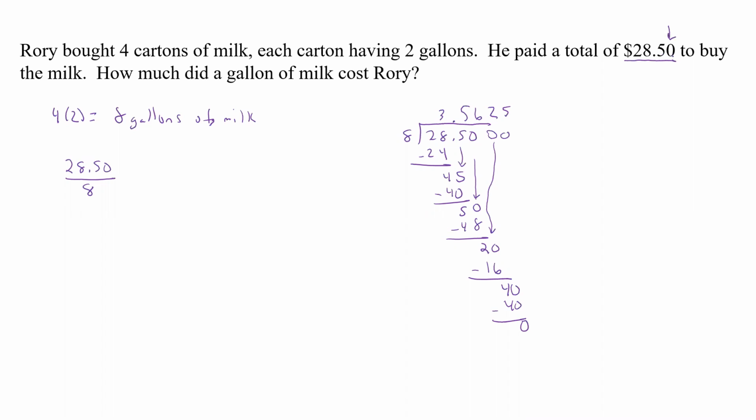So that means we need to round to the hundredth. And so this is what we want to round to. This is our rounding digit. 2 is less than 5, and so we don't round that up. So it's going to be equal to 3.56 per gallon of milk. And so that's how much it costs to get that gallon of milk.